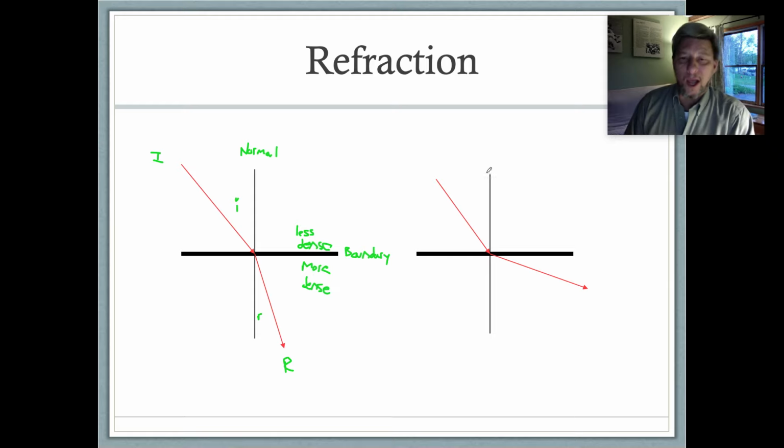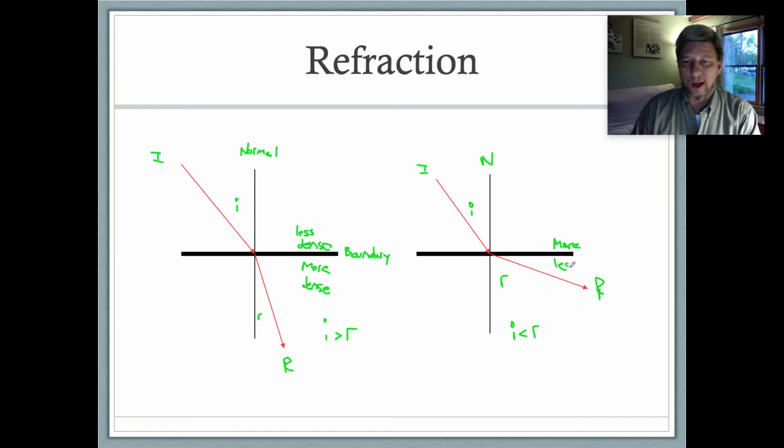On the other side, again, we've got the normal line up here, and the thick black line represents the boundary. The incident ray comes in, the refracted ray comes out, but now the angle of incidence is much smaller than the angle of refraction. Here we end up with this relationship, and again, that's because it is more dense on the upper side, and on the lower side we've got a less dense medium. Therefore, the light ray is refracted away from the normal.